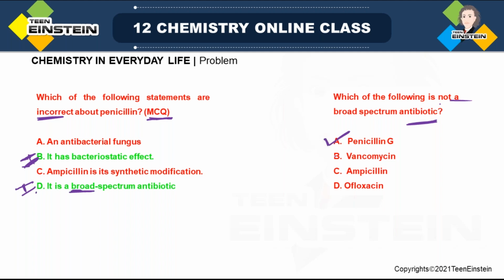Okay. And ampicillin is basically broad spectrum. But we have to find the one that is not broad spectrum. So that is why ampicillin cannot be correct. Fine.